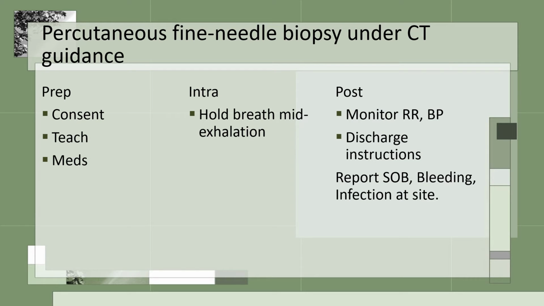So the next type of biopsy would be a percutaneous fine needle biopsy under CT guidance. So this is coming from outside the body through the chest wall. So we need to make sure in preparation that consent is done and that we teach the patient about what's going to happen because they're going to be an active participant in this one. The meds, they might get something very light, like a Valium, just to help take the edge off their anxiety, but probably not too much. Externally, they may numb the area that they put the biopsy needle in, but it is a very small needle, so they may just do a local anesthetic around that area.